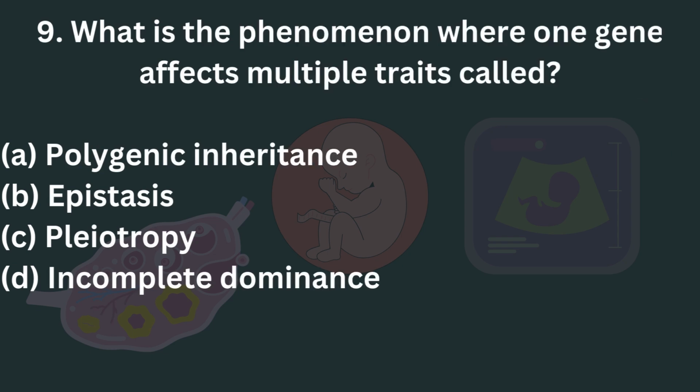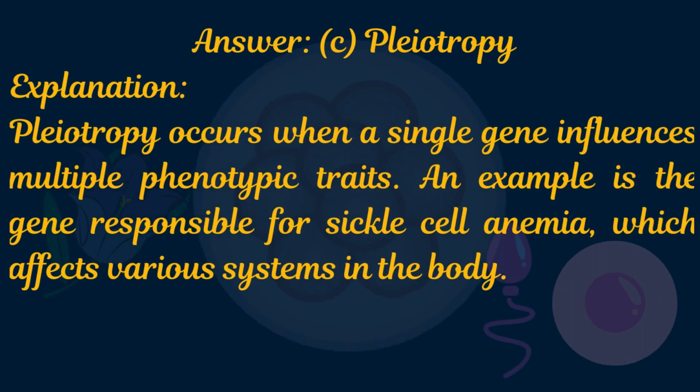9. What is a phenomenon where one gene affects multiple traits called? A. Polygenic inheritance. B. Epistasis. C. Pleiotropy. D. Incomplete dominance. Answer: C.